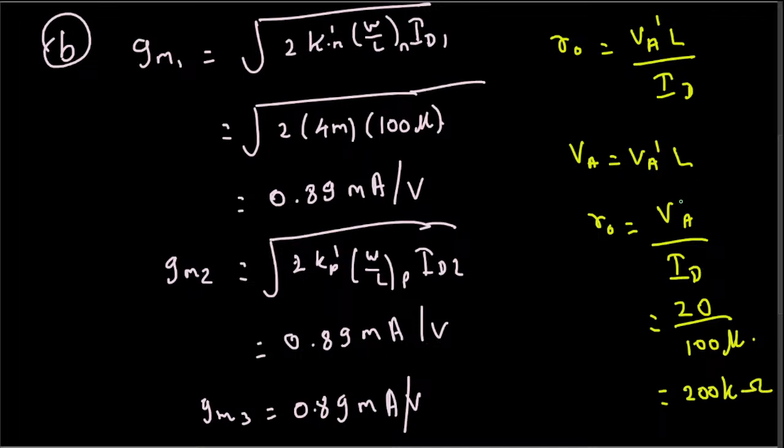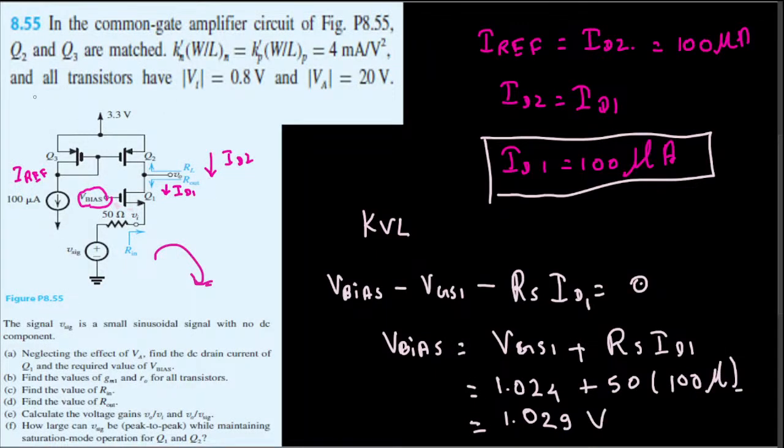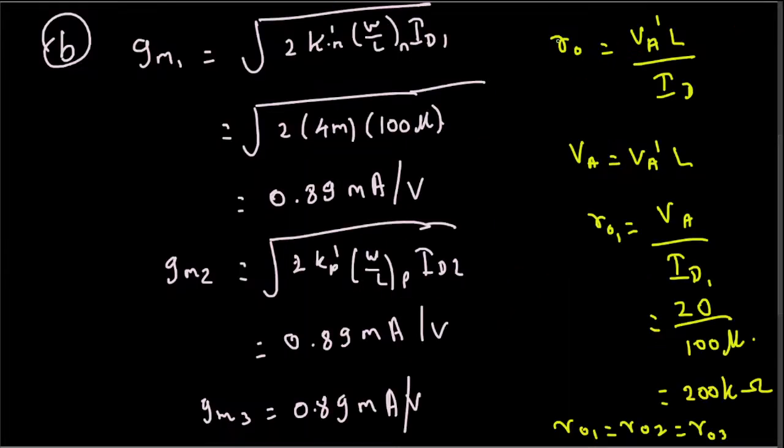And the output resistance is going to be exactly the same. If I say this is ro1, this is ID1, if I plug this in, ro1 is going to be equal to ro2 because of the exact same current and exact same VA, and ro3 is also the exact same thing. They say all the transistors have VA of 20 volts, so the currents are the same, VA is the same, so the output resistance should be the same.